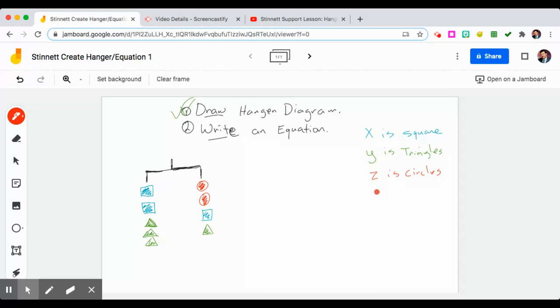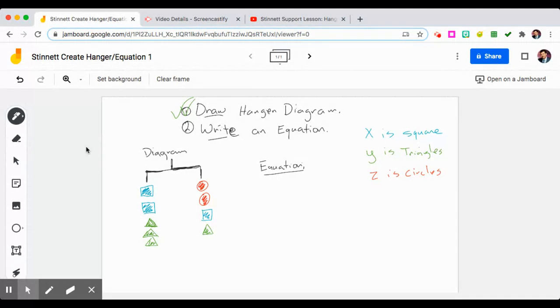So I'm using XYZ. All right, so I'm going to make an equation. I'm going to label these so I know what I'm doing. So this is my diagram. Or you could just write, this is your hanger. And then this over here is going to be my equation.